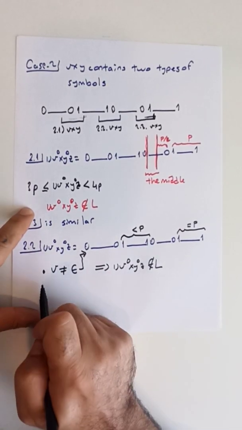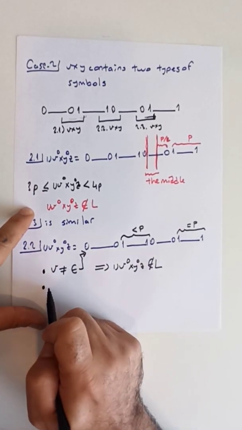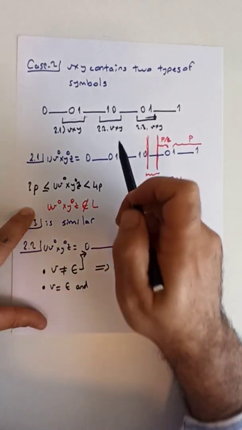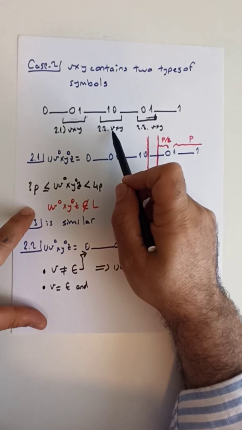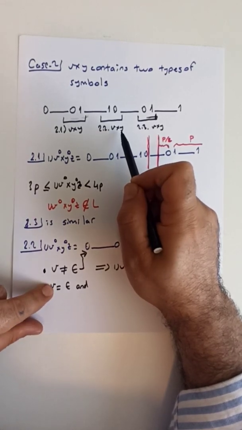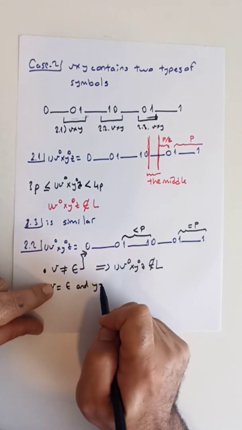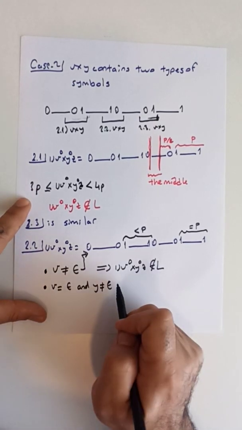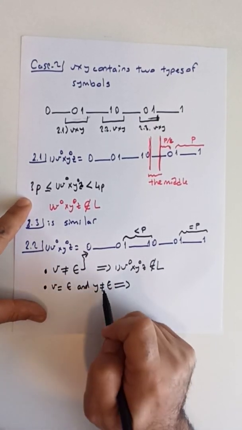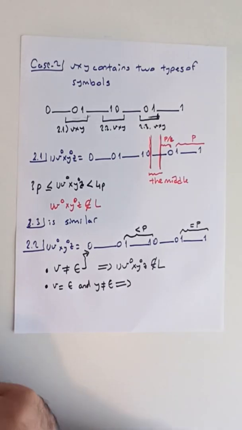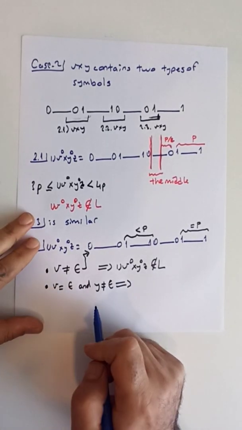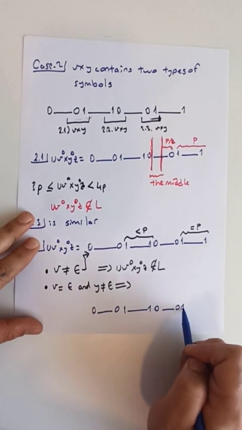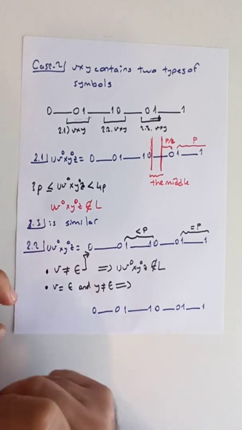The second scenario is going to be similar. v is epsilon, and if v is epsilon, remember that due to condition 2 of the pumping lemma, vy is not epsilon. If v is epsilon, then y must be non-epsilon. y contains some number of symbols, and we can apply the same arguments. If this is the case, let's draw the string. We will have zeros followed by ones, followed by zeros, followed by ones.